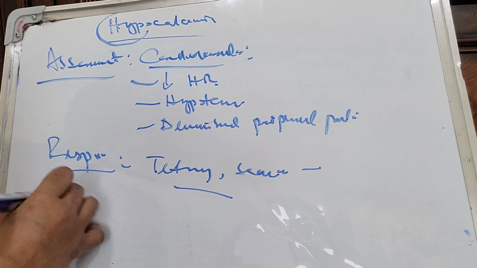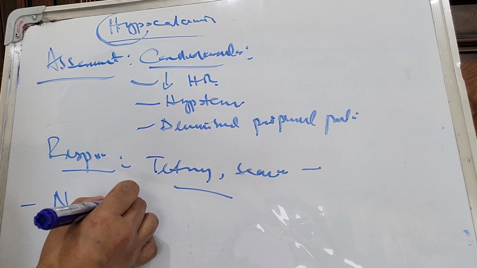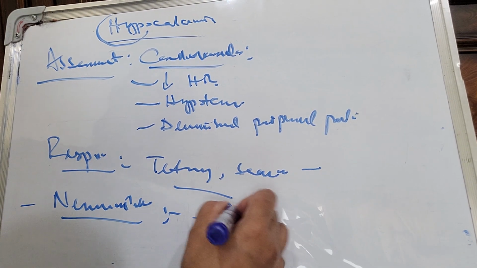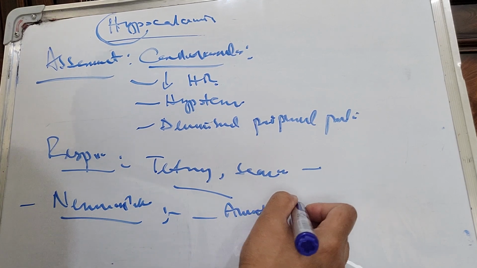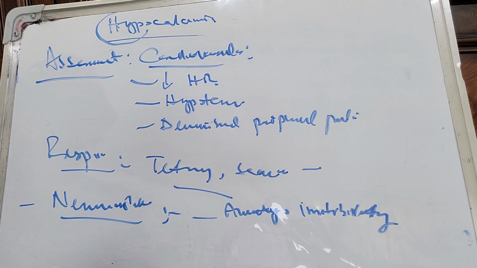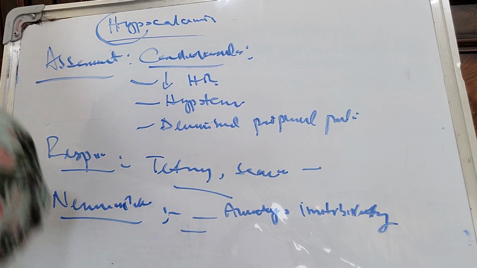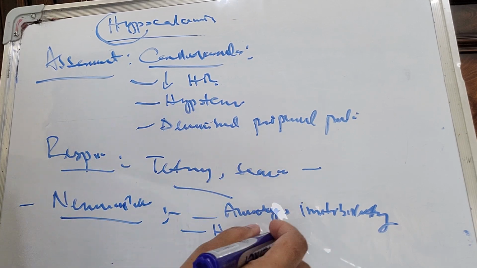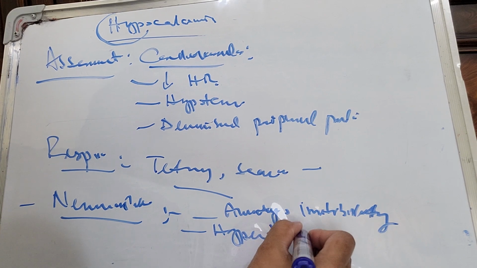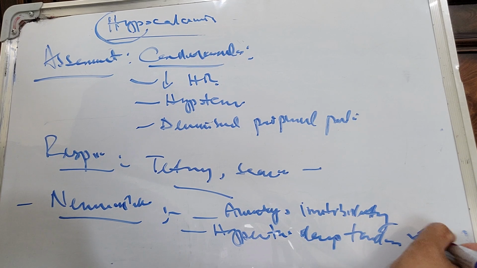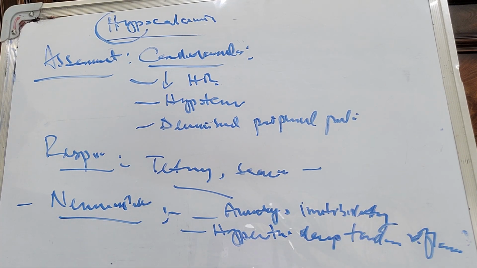If we talk about neuromuscular, in the neuromuscular state the patient has anxiety, irritability, hyperactive deep tendon reflexes. That's why the patient has tetany and seizures. Then paresthesias.